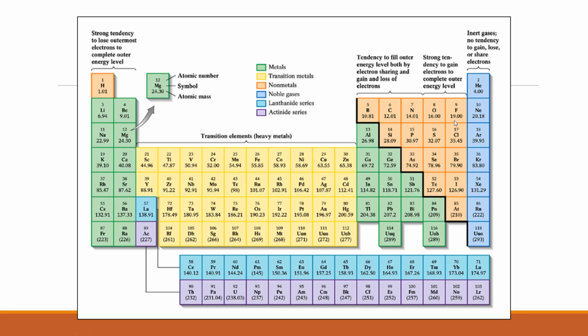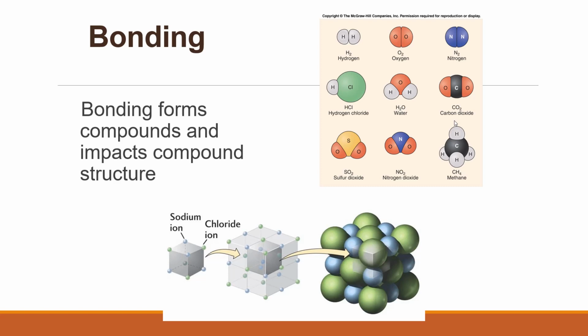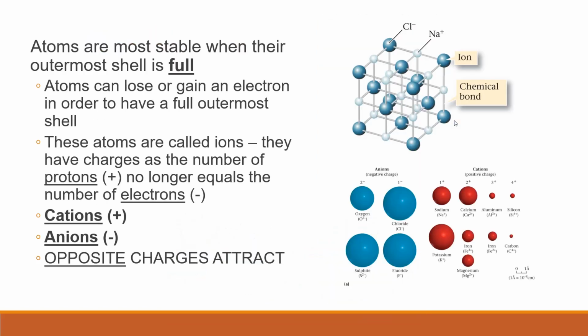And so we will see that charges that are the same value but opposite sign like to come together because they can basically fill each other's shells. So there are different ways to bring elements together. This is called bonding. Bonding will form compounds, and the types of bonds will impact the compound structure. Some bonds are stronger than others, some are very weak, and that's going to impact the properties of the material. Atoms are going to be most stable when their outermost shell is full, so they can either lose or gain an electron in order to make that outermost shell full.